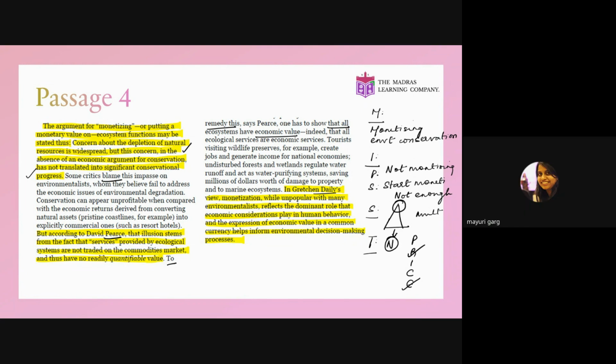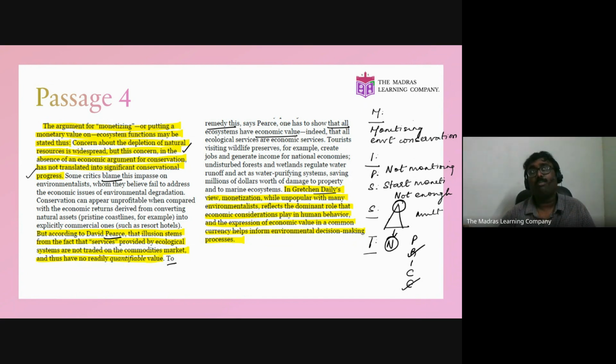"While unpopular with many environmentalists," so they're predicting that environmentalists are not... That is not a prediction, no. Prediction is only when you talk about the future. When you talk about the present, it's an inference that you're making. So it's only recommend and evaluate, right? Inform obviously is by default, so I'm not going to talk about it. Mostly it is recommend and evaluate.